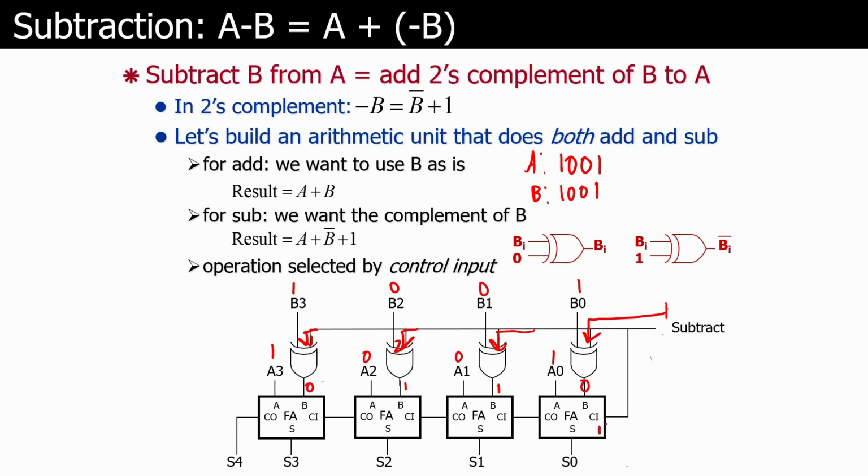So let's see what happens. We get 1 plus 0 plus 1 here. This gives us S0 as 0 and C0 as 1. Carry this over. We have 1 plus 1, since Ci is 1, B is 1, and A is 0. That's going to give us a 0 for S1 and a 1 for our carryout. So let's carry in a 1 for the next one.